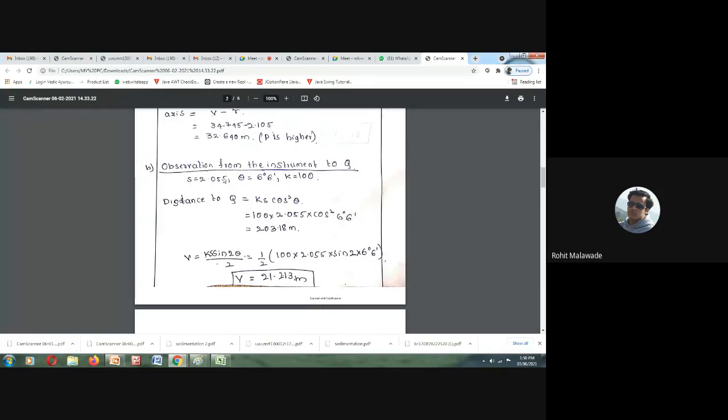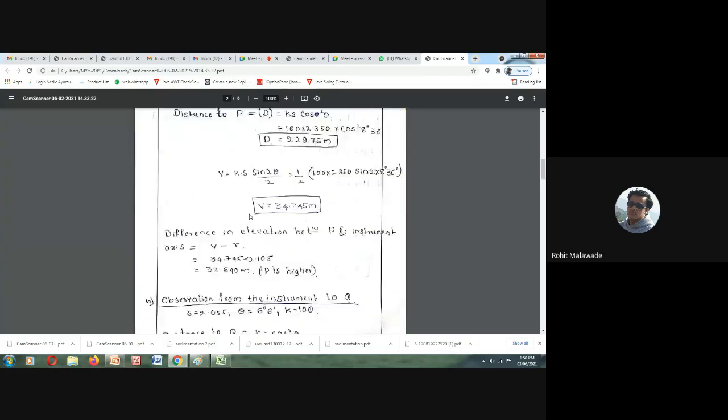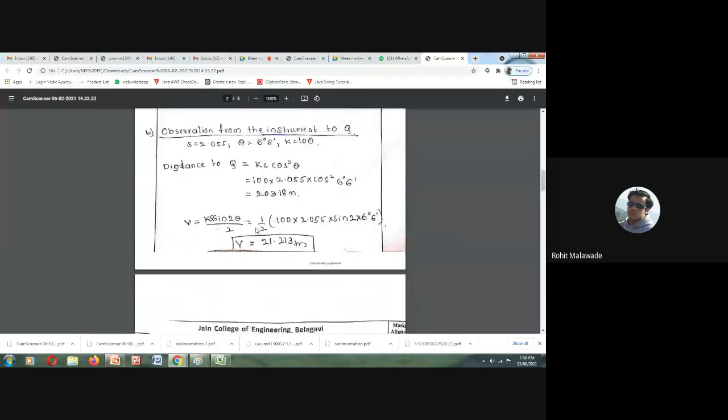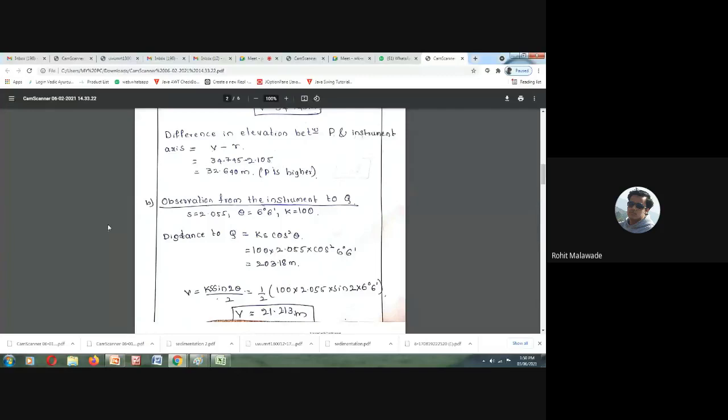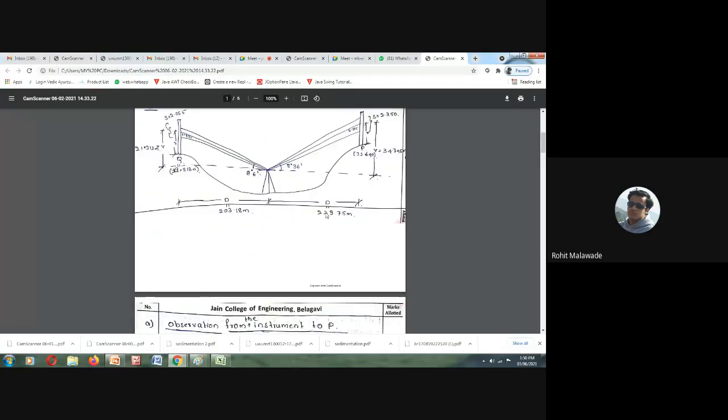The distance D can be determined as K s cos square theta. K is 100, which is already given in the problem. S is 2.055, cos square theta, where theta is 6 degrees 6 minutes. If we simplify it, we get the distance from the instrument station to the point Q: 203.18. So this is 203 and this is 229.